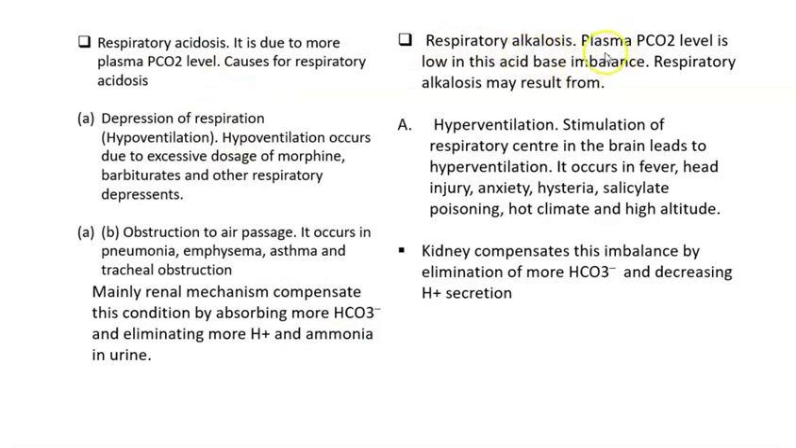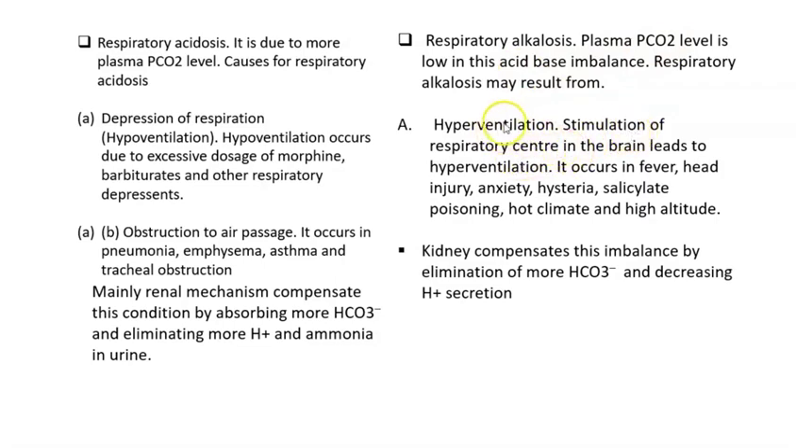Now we move to respiratory alkalosis. Respiratory alkalosis is when the plasma level of pressure CO2 is low. This is what results in carbonic acid. If the level is low in plasma, it can result in respiratory alkalosis. One thing that can make the level of carbon dioxide low is hyperventilation, in which you are breathing very, very fast. If you are breathing fast, you are blowing off all this CO2, and so it will be low. Another cause is stimulation of the respiratory center.